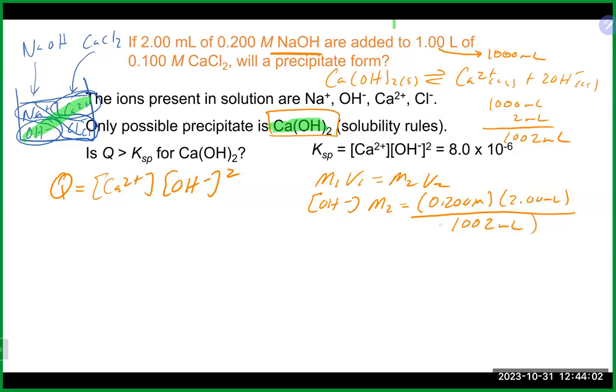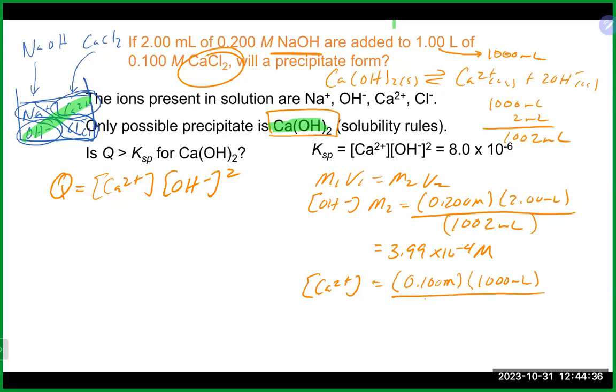1,002 milliliters. Obviously, if you did it in liters, you'd get 1.002. That's going to give us 0.2 times 2 divided by our total volume. And that's going to give us basically 3.99 times 10 to the minus 4 molar. We'll do the same thing for our calcium. The only source of calcium is going to come from our calcium chloride. Its concentration there is 0.1, which would be M1. We're going to use 1,000 milliliters of it.